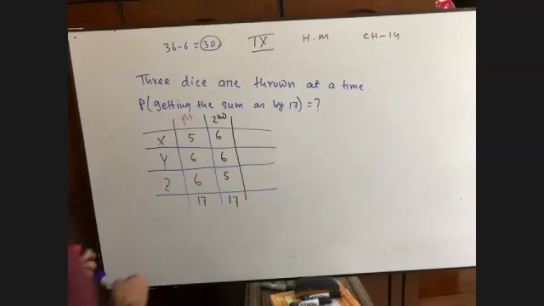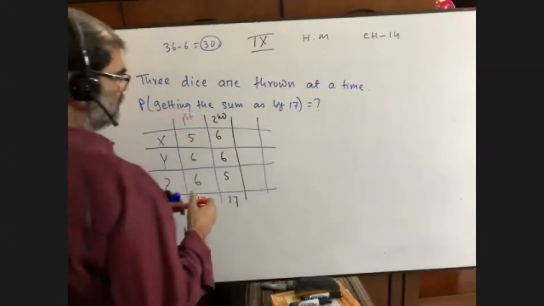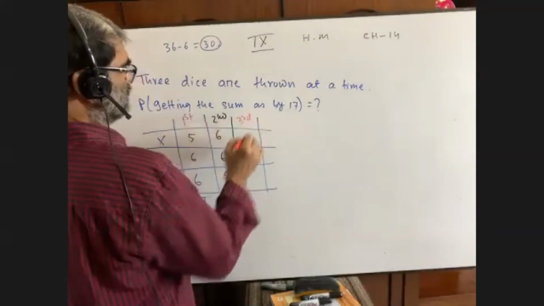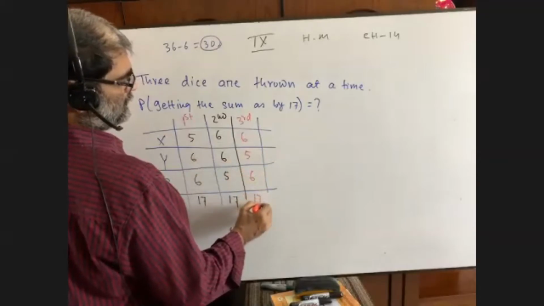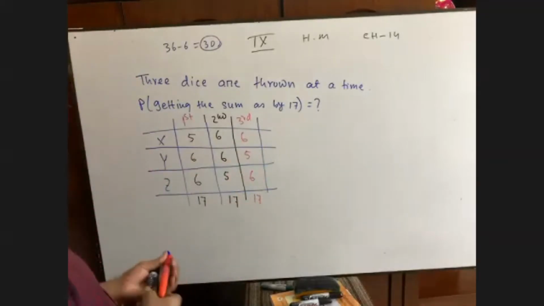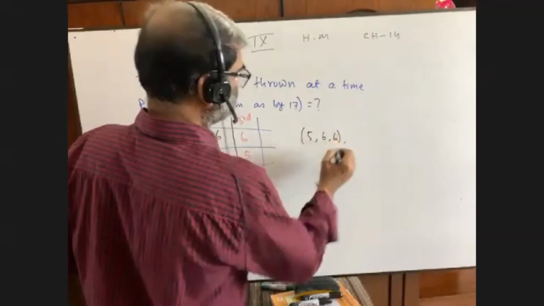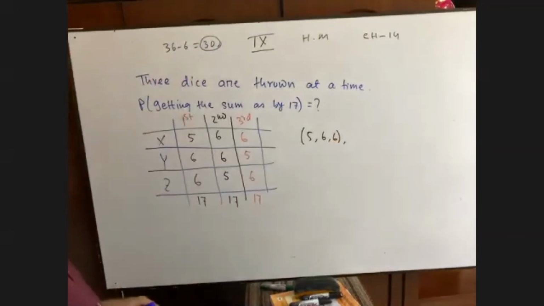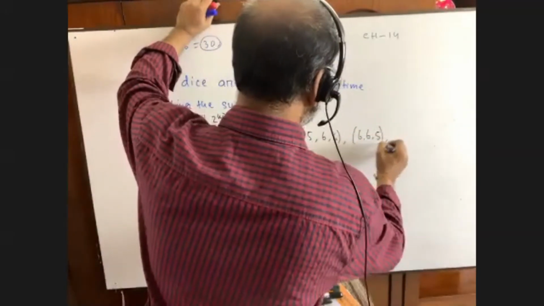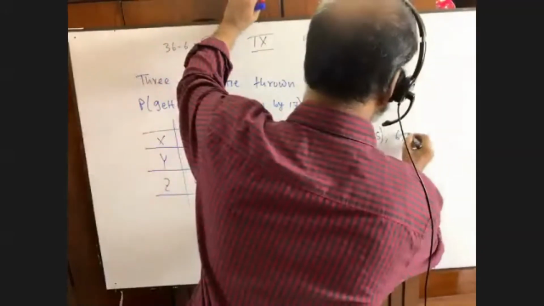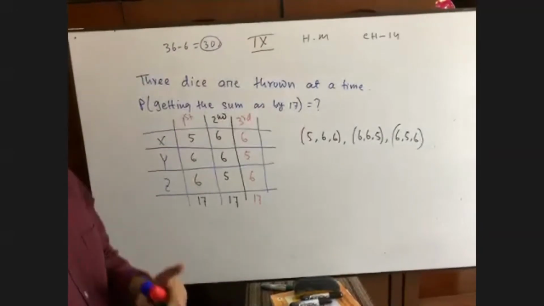Yes, sir. We can. And for the third time, you see, it is 6, it is 5, it is 6. I mean, what is the sample point? You see, the sample point is here. If you build the sample space, you will get this type of. Will you get this type of? Yes, you may get, okay?